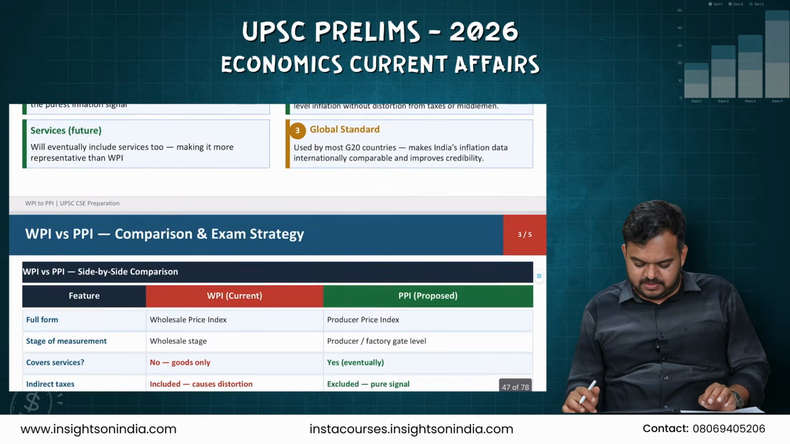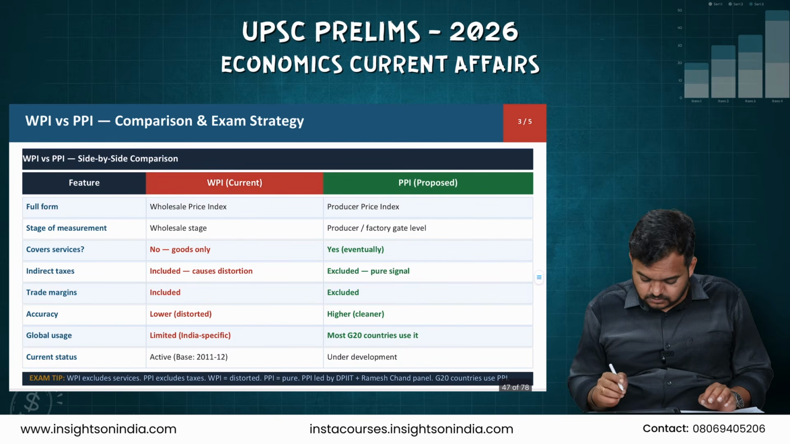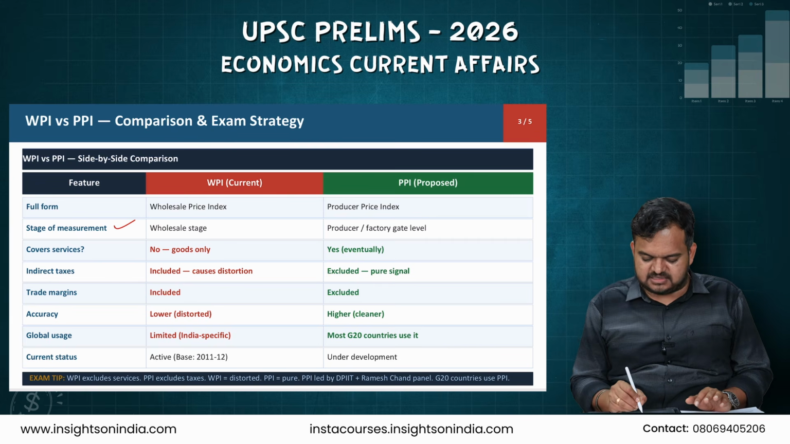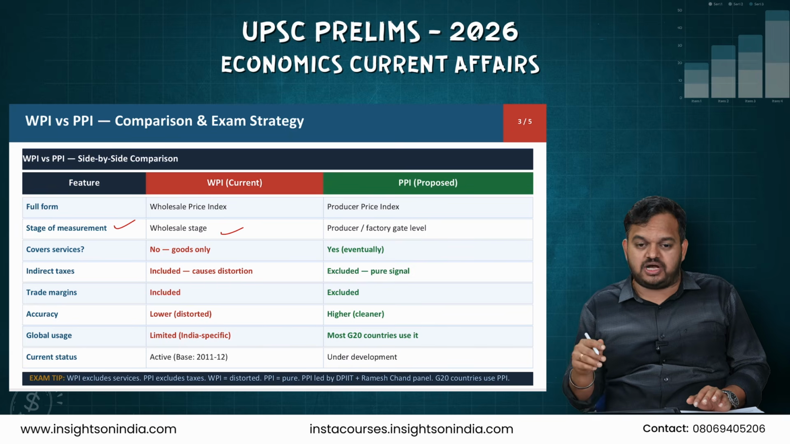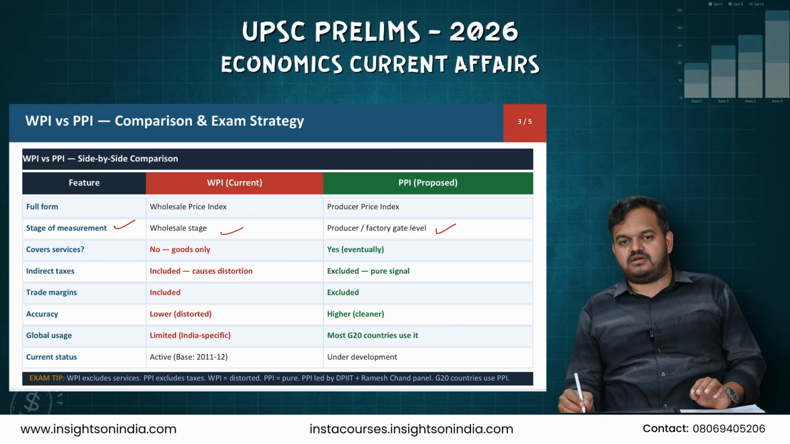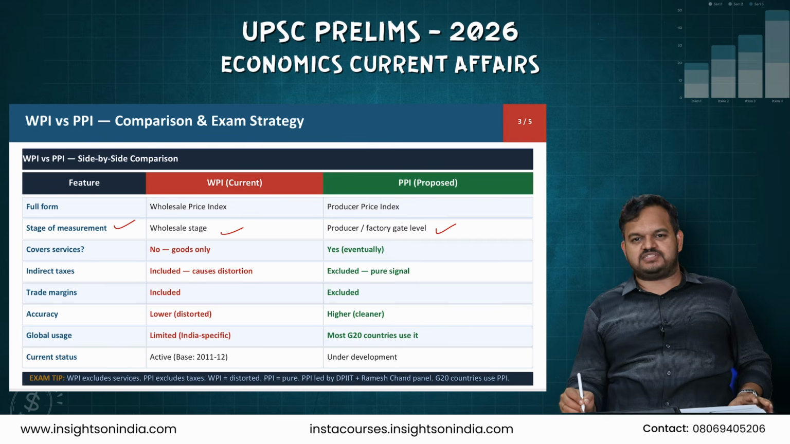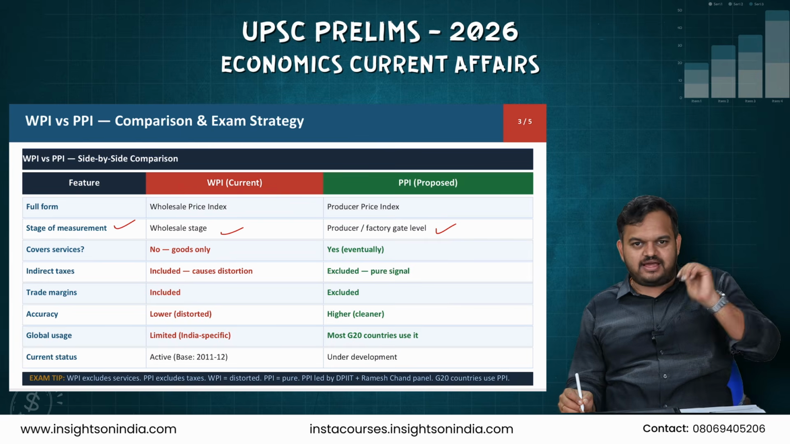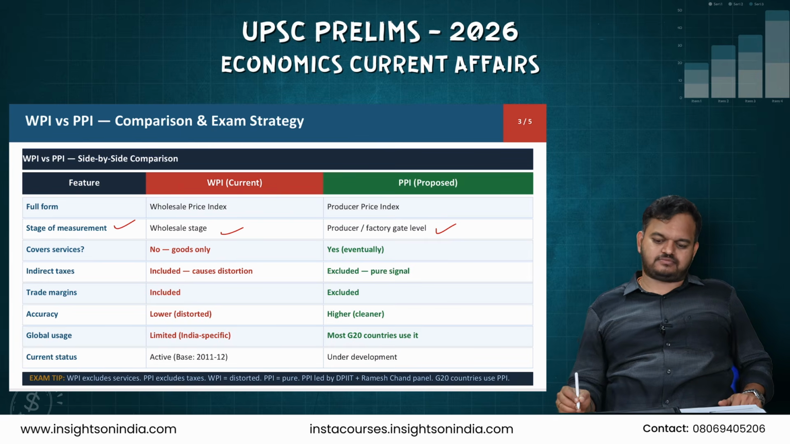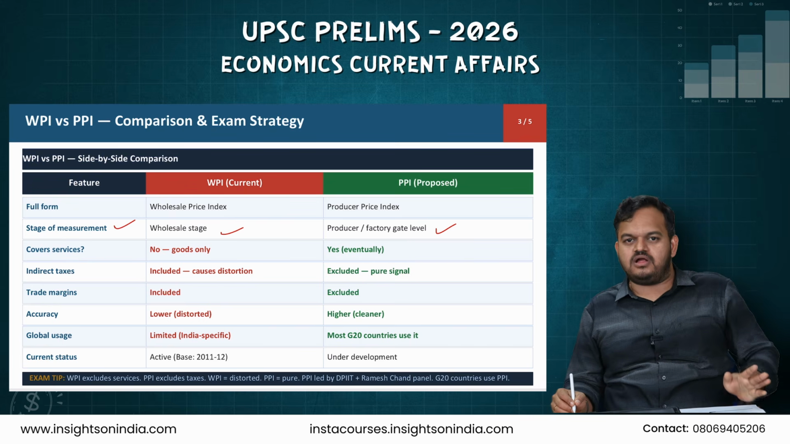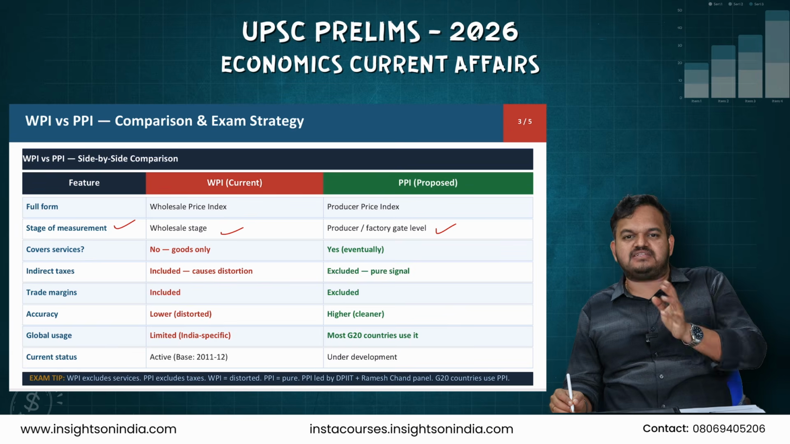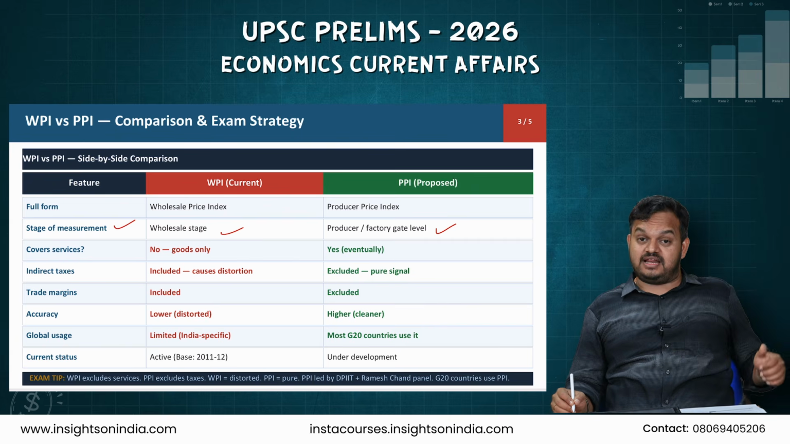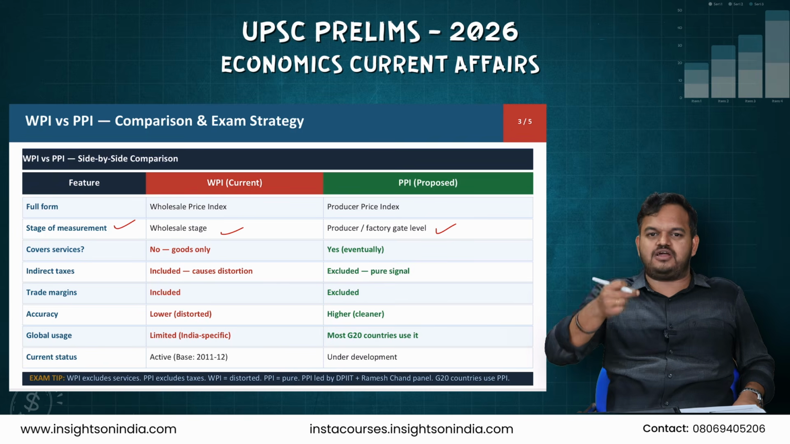So what are the differences between PPI and WPI? Look at this table. At what stage the price will be measured? For WPI, it is at the wholesale stage, but for PPI, it is much earlier, producer stage. That means what? Wholesaler can add his percentage of profit, and there can be certain indirect taxes paid by the wholesaler, right? So that will add to the price of the product in WPI. But in PPI, there is no wholesaler involved at all. So indirect taxes won't impact the PPI prices, as well as there is no profit margin of wholesaler involved.